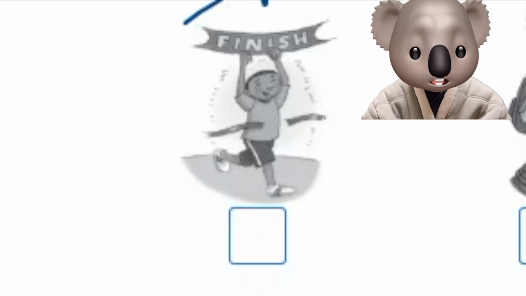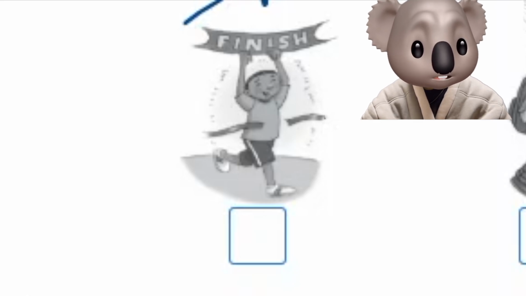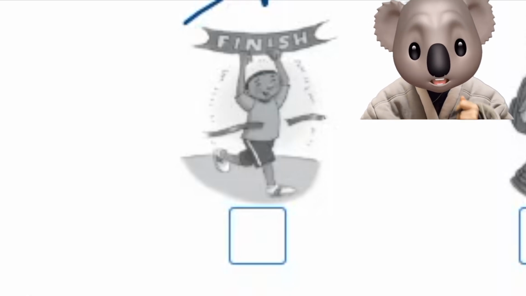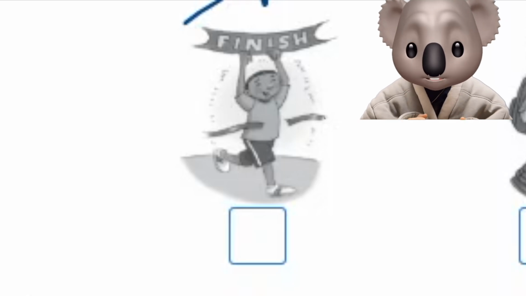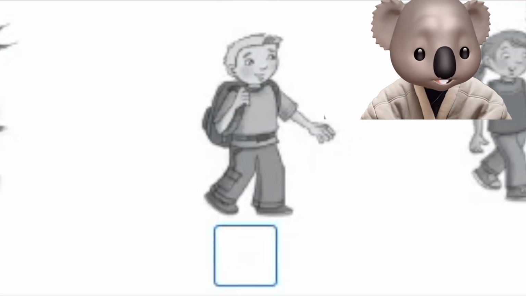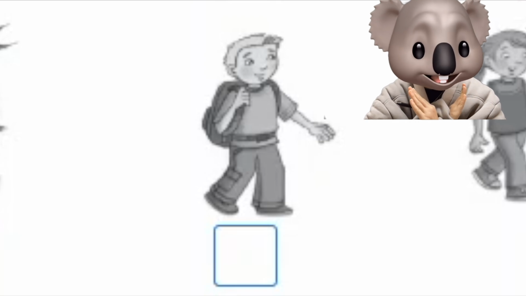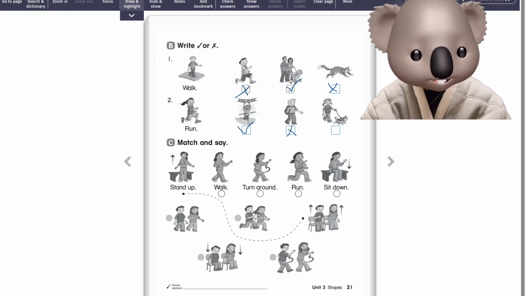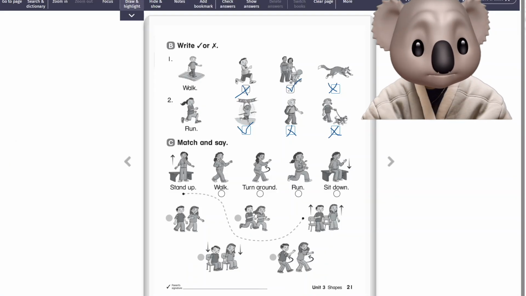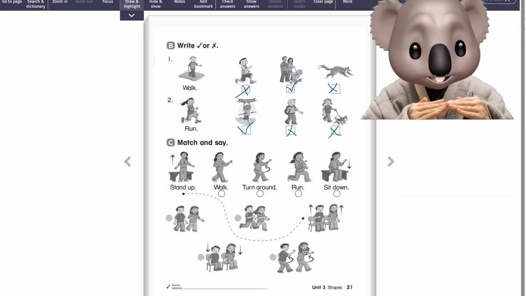In the first picture, this person just finished a race. race를 할 때는 제일 빨리 끝내기 위해서 달리잖아요. 그러면 run, check. In the second picture, this boy looks like he's walking. So we'll draw an X. run 아니니까. In the last picture, this girl is walking her dog. walk이니까 X.